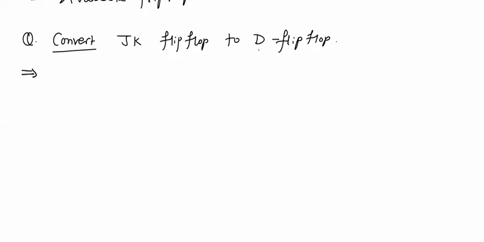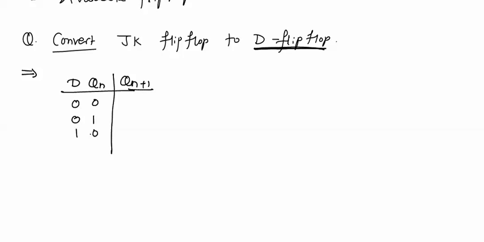First we will write the required flip-flop's characteristics table. D flip-flop is the required flip-flop. Its characteristics table: D, Qn and output Qn plus 1 depend on these two inputs: 0 0 0 1 1 0 1 1. We know that for D flip-flop Qn plus 1 equals D. So Qn plus 1 will be simply equal to D. This is the characteristics table for D flip-flop.